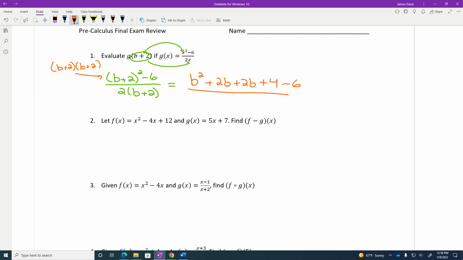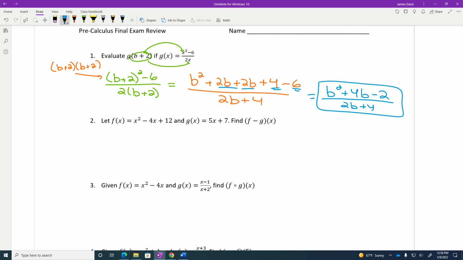Bottom, we're just going to distribute. 2 times b is 2b. Plus 2 times 2 is 4. And then you want to combine like terms up there, just like we have some b's to combine and some constants. So I get b squared plus 4b minus 2 over 2b plus 2.